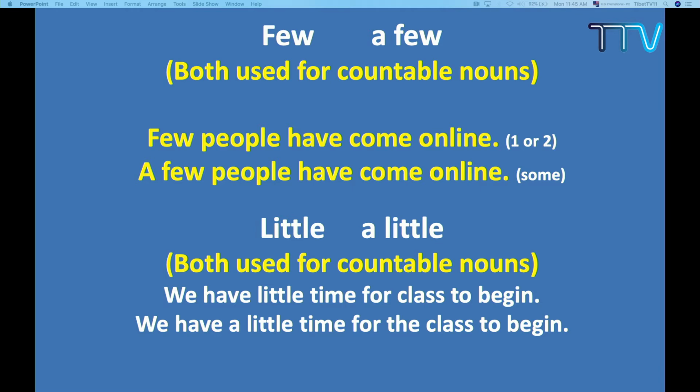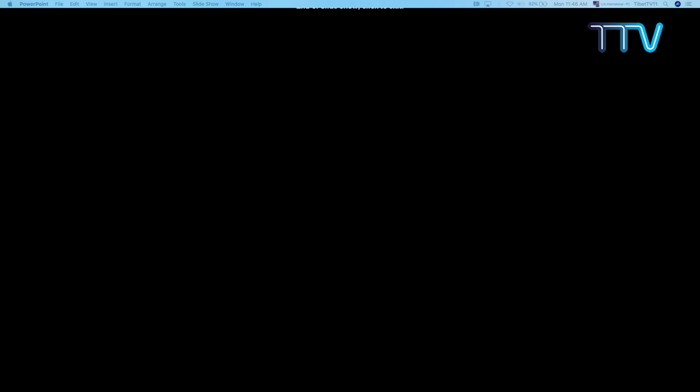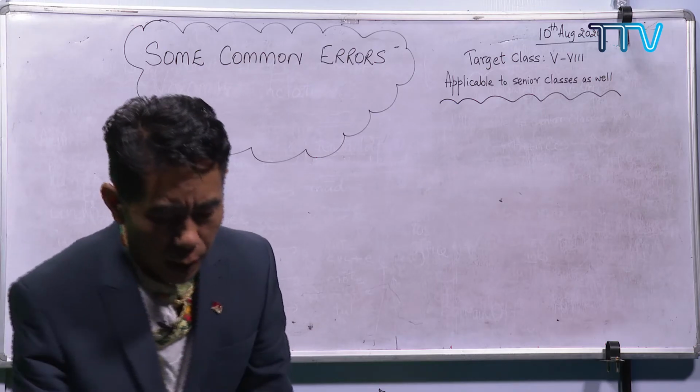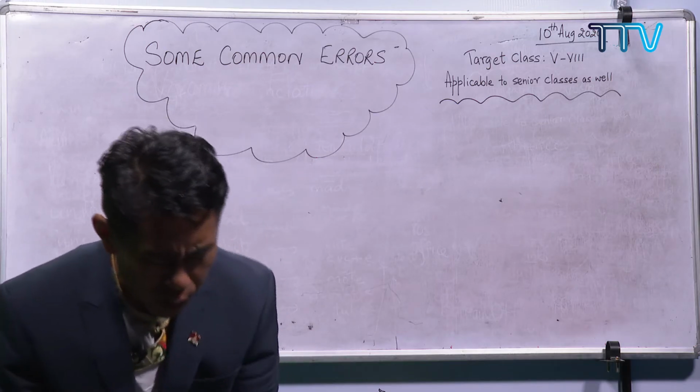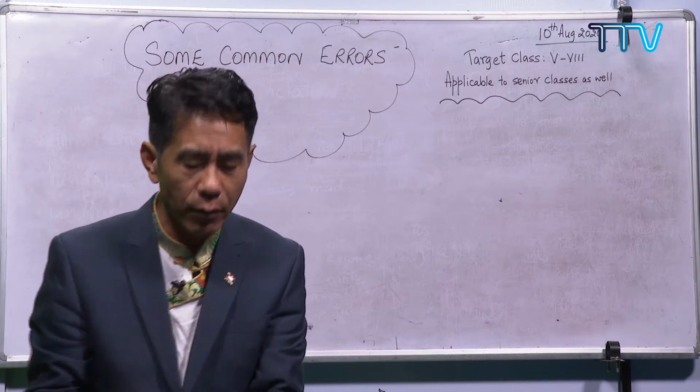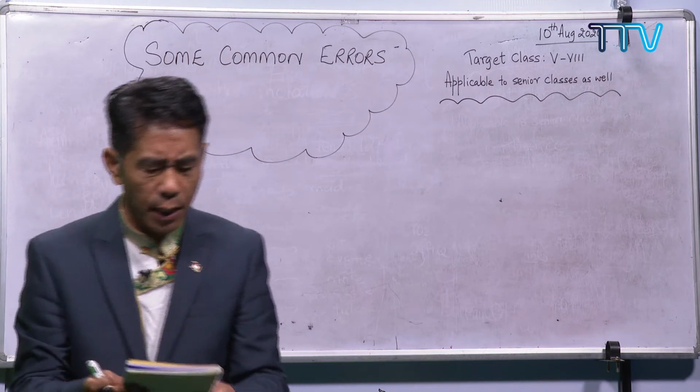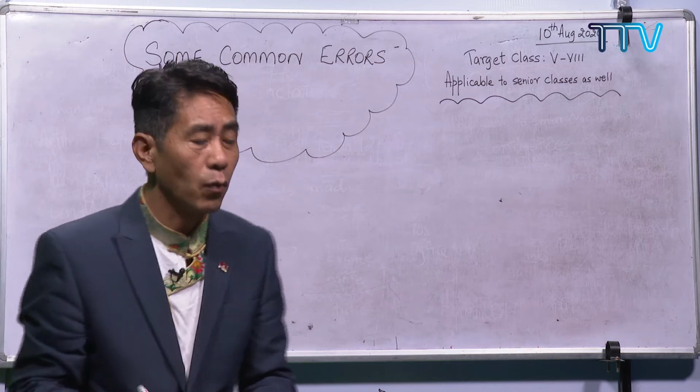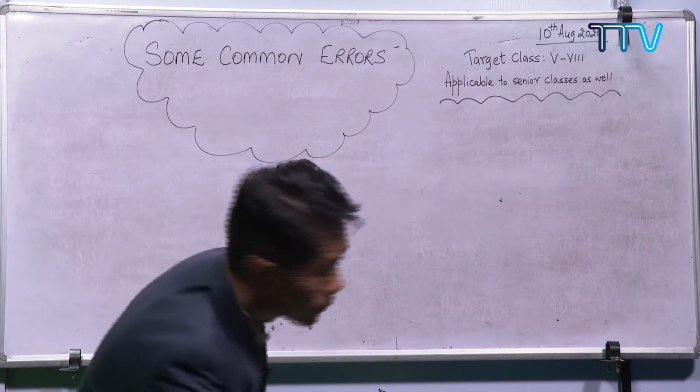There is some kind of positivity, just like few and a few. What is the difference? A few means there are some. Few means one or two. So little and a little are the same, and only used for uncountable nouns. So that is the thing. You got it? Now next I want you to look at the board, because I have written some common errors. Not on the slide, but let us go through these one by one.